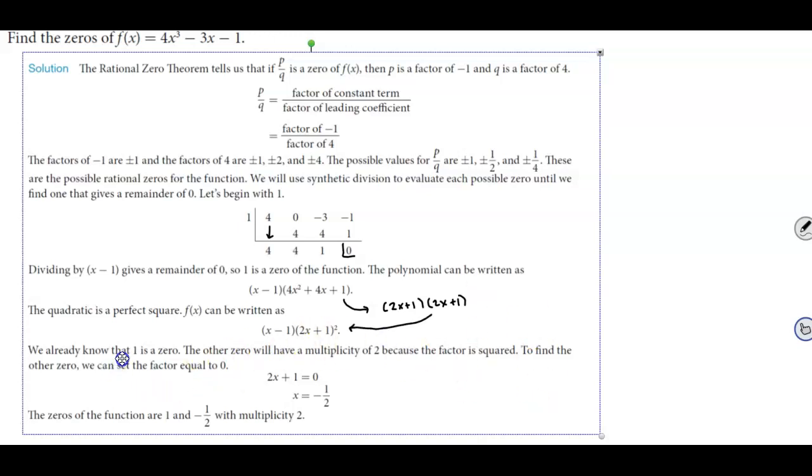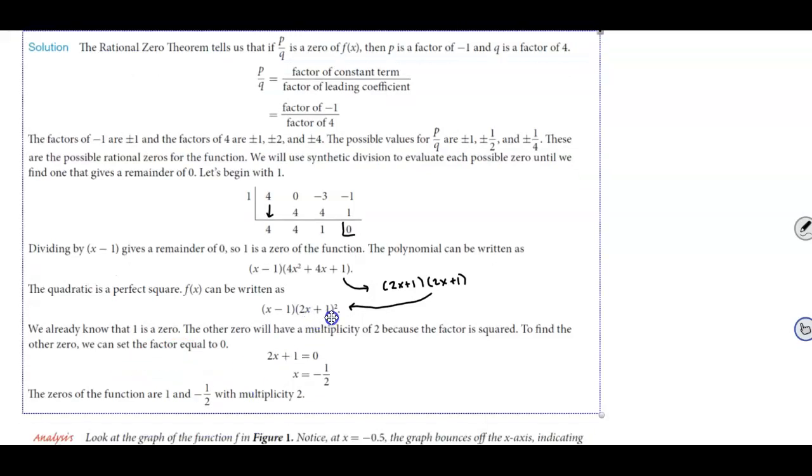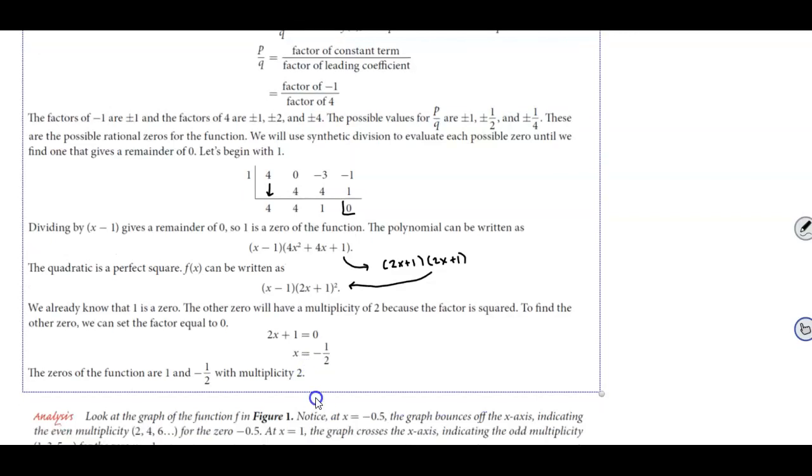So we already know that 1 is a 0 of the function. The other 0 will have a multiplicity of 2 because the factor is squared. And to find the other 0, we can set the factor equal to 0. So we're going to take 2x plus 1, set it equal to 0, and then solve for x. When we solve for x, we get -1/2. So the zeros of the function are 1 and -1/2 with a multiplicity of 2.